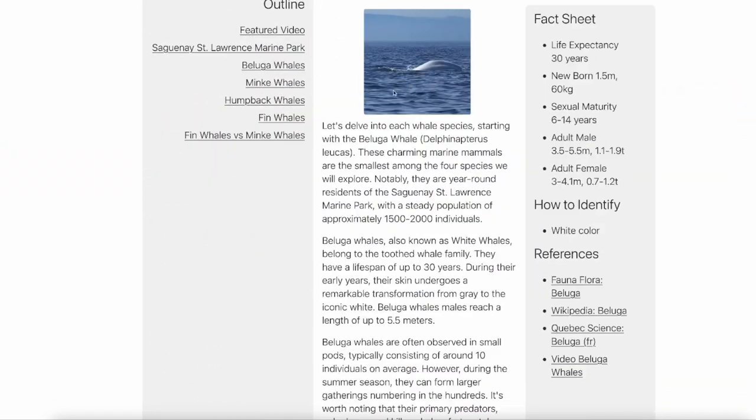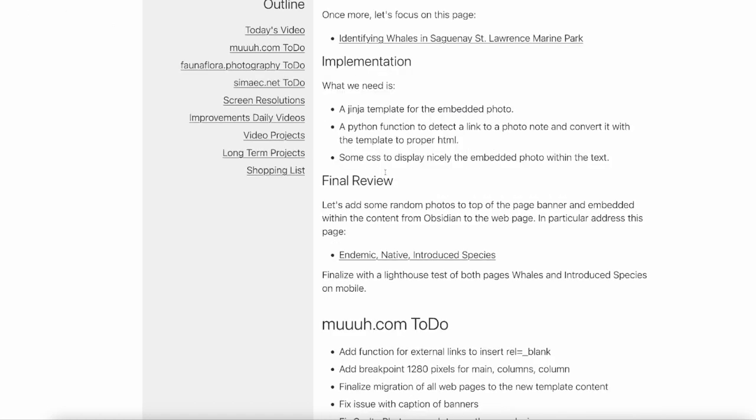So let's start with this one here. What we need to do is we need to create a template for these embedded photos so that we have a defined HTML structure to be inserted where the photo should appear. We need a Python function that identifies linked images within the node and replaces it with the correct HTML. And at the end, we need to do some CSS adjustments to make it look nice.